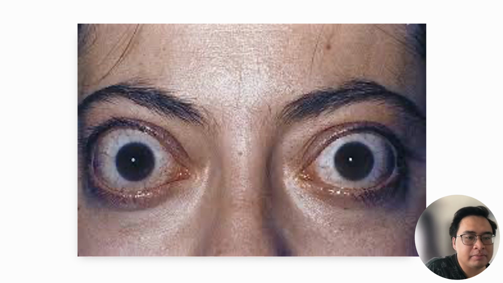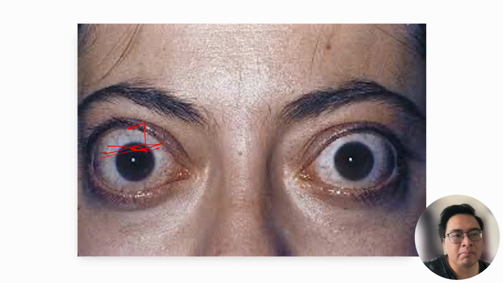And as you could see here, there is what we call a scleral show. So normally, your eyelids should be covering a portion of, or should be reaching up to a portion of your pupils, or yung itim ng mata. But here, yung puti ng mata, the sclera is showing a little bit.